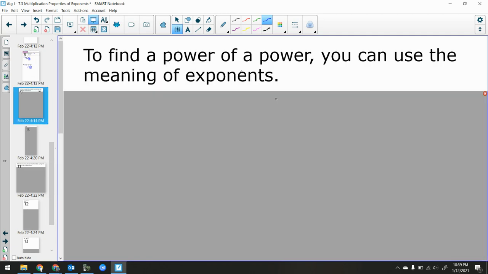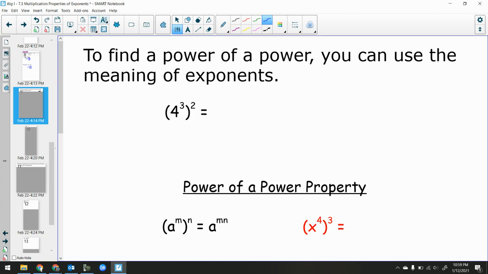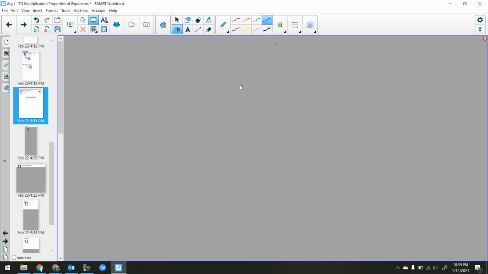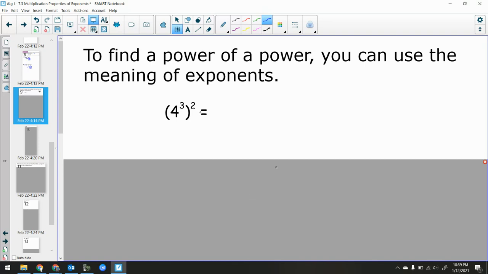All right. Now, to find a power of a power, you can use the meaning of these exponents to do so. For example, here, let me just hide this bottom part. If I've got 4 to the third to the second power, you're taking an exponent and raising it to another power. Essentially, what I've got here is 4 to the third times 4 to the third, right? I've got this 4 to the third, this base, raised to the power of 2.